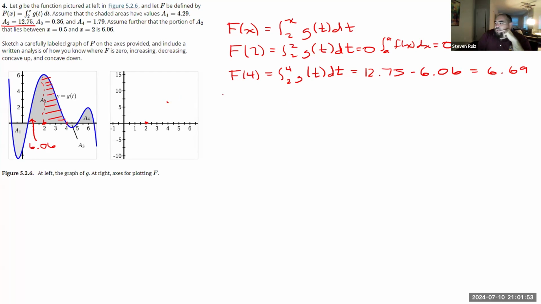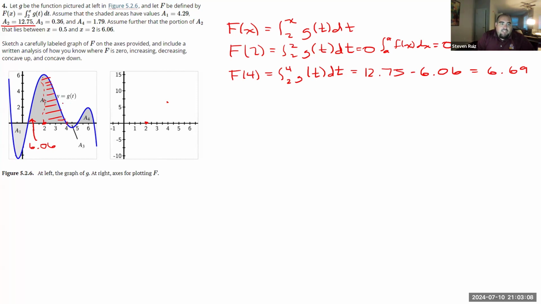Now, what is happening between these points? Do I connect it with something that looks like this, or is it linear? Can we say anything at all about that? Well, at the start of this subinterval, where x equals 2, this function g is at a maximum. What does that mean about how it's accumulating area? The rate at which this function f is accumulating area will be at its highest.